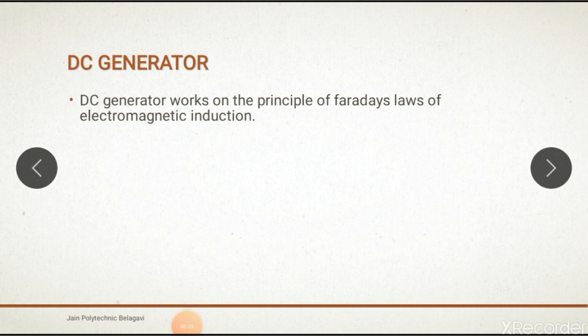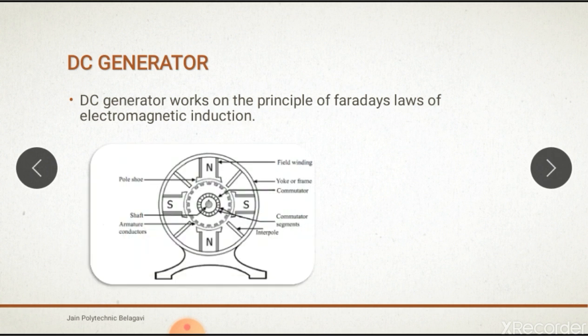DC generator. First we'll know what is meant by DC generator. It is an electromagnetic machine which converts mechanical energy into electrical energy. It is a dynamic machine which generates direct current energy. DC generator works on the principle of Faraday's law of electromagnetic induction. That is, whenever the flux linking with the conductor changes, an EMF is induced in the conductor. The magnitude of EMF induced is equal to the rate of change of flux linking with the conductor. This is the diagram of DC generator.